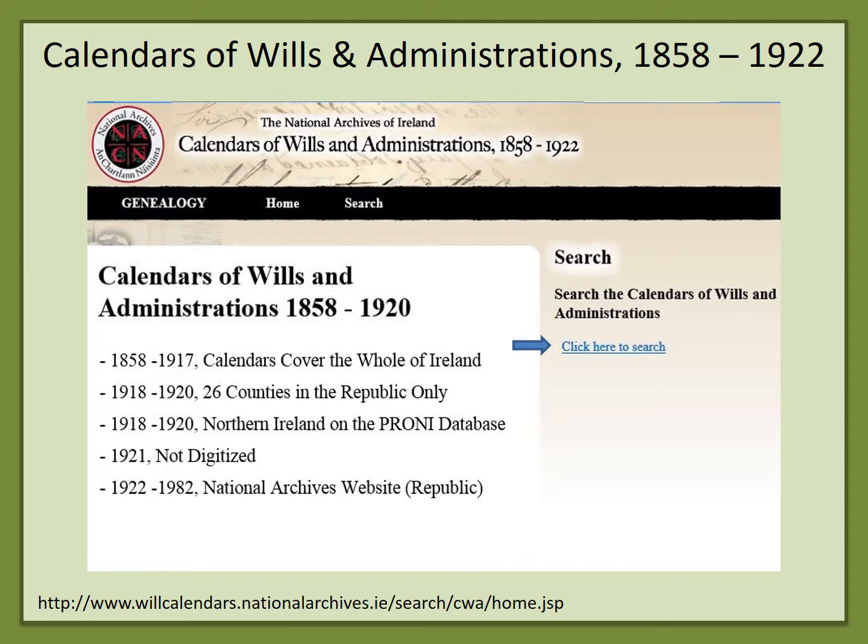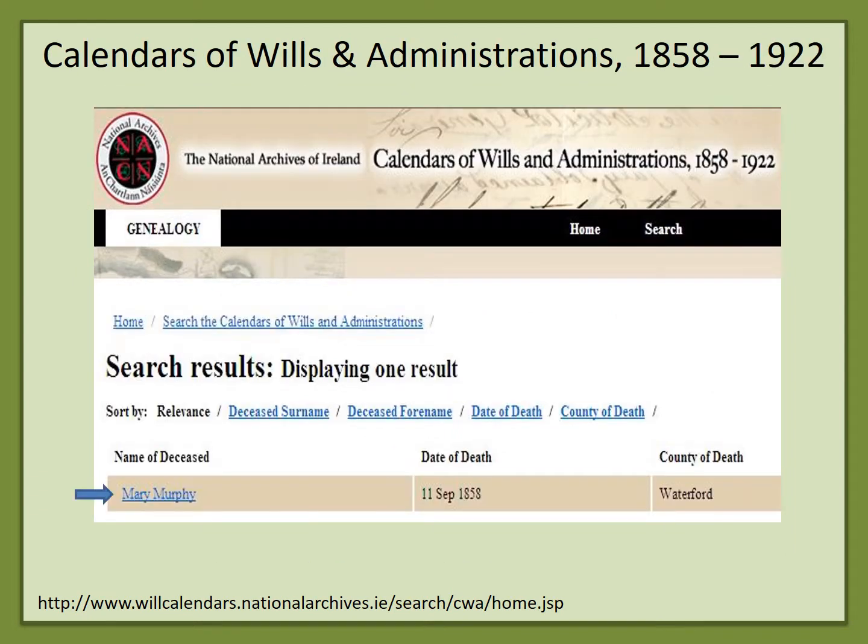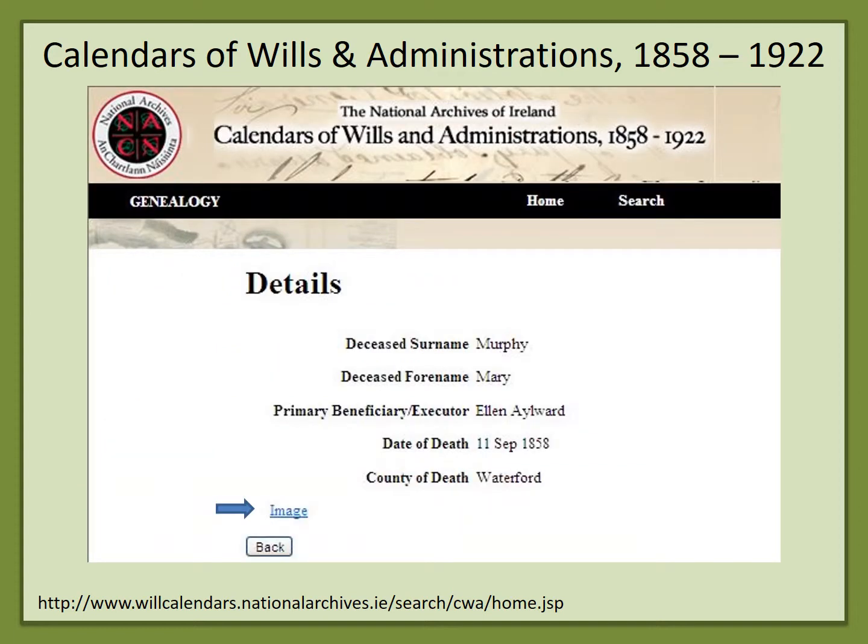And the 1922 to 1982 calendars for the Republic are on the National Archives website at a separate location. Selecting the search menu, let's search for Mary Murphy, who died in 1858 in Waterford. We find an entry for Mary Murphy, who died September 11, 1858 in Waterford. Clicking on her name brings us to a detailed summary showing that her primary beneficiary and executor was Ellen Allward.